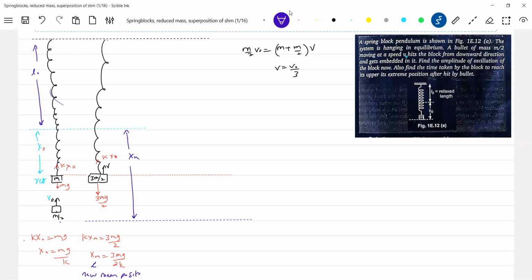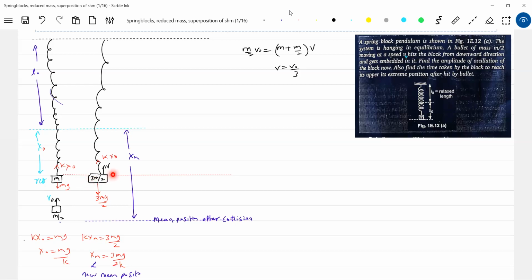Okay, now look at this. This is the new mean position. So I'm interested more in this one, the new mean position after collision. Okay, this is something very important here. Now you see this one. Now, where is this block? At t equals 0, the collision is going to take place. So is the collision occurring at the new mean position, or at the earlier mean position? At the earlier mean position, the collision took place.